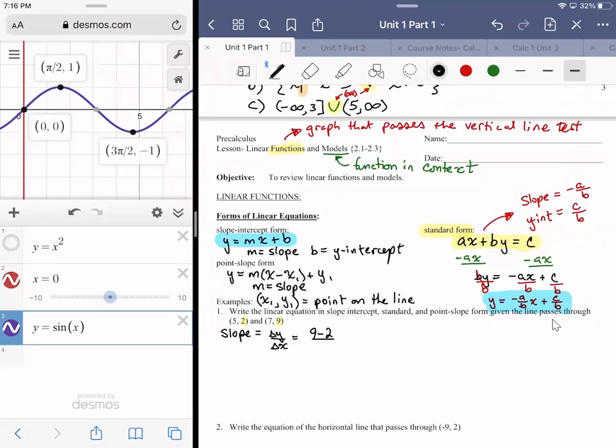Because I started with the second coordinate, the 9, for the y's, I would start with the second coordinate, the 7, for the x's. So 7 minus 5. That'll give you 7 halves. And I'll show you a Desmos way to do this in a couple of minutes. So that's my slope. Now, I need to come up with each one of these forms. So I'm going to choose to come up with the point-slope form first.